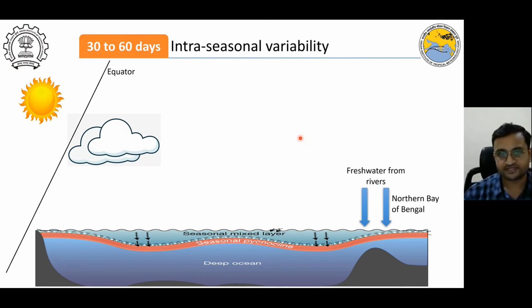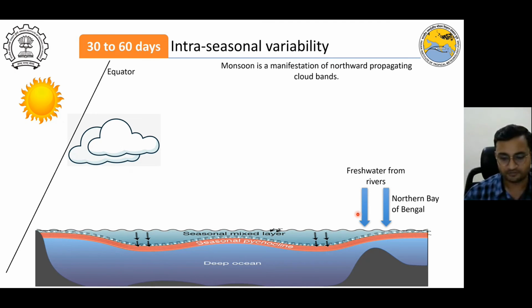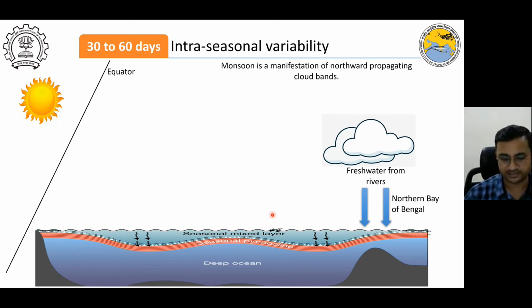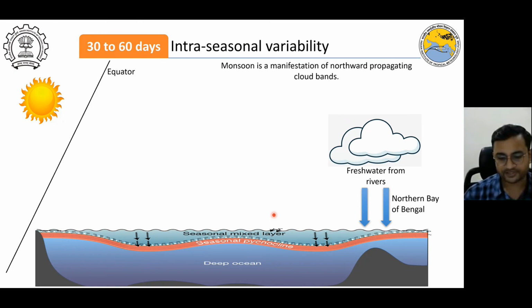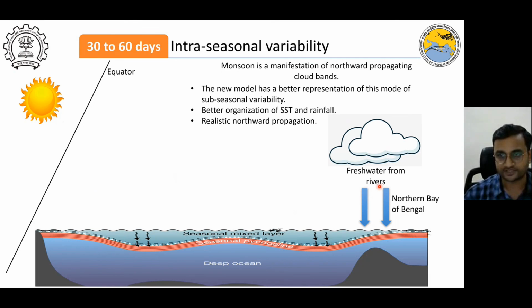What is the monsoon? Monsoon is nothing but a manifestation of the northward propagating cloud bands from the usual equatorial position to the northern parts of the country. On the way to the northern landmass, these cloud bands pass over the northern Bay of Bengal, which houses the shallow mixed layers. The proper representation of river freshwater in the northern Bay of Bengal causes realistic northward propagation of these cloud bands and the organization of rainfall and sea surface temperatures.